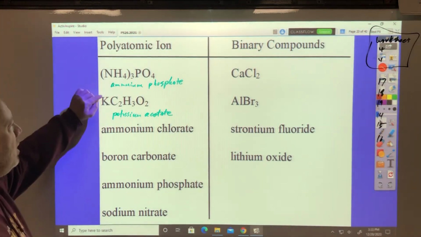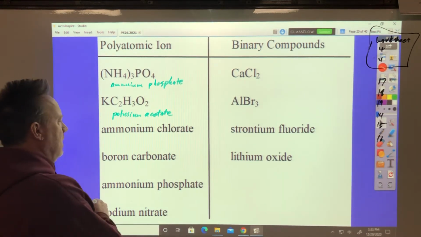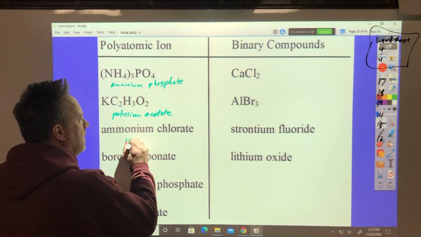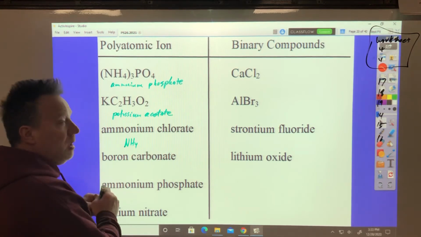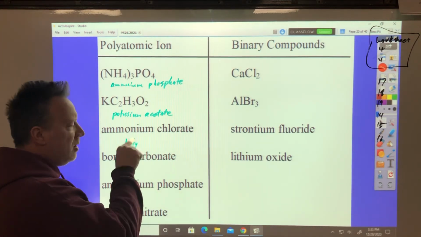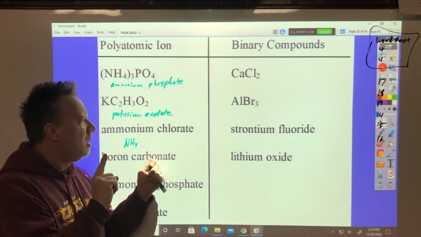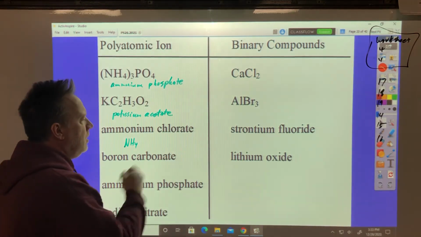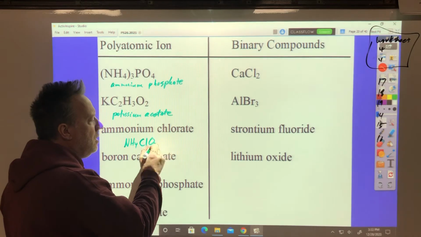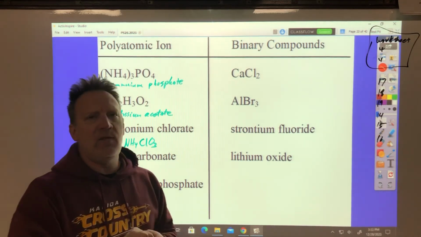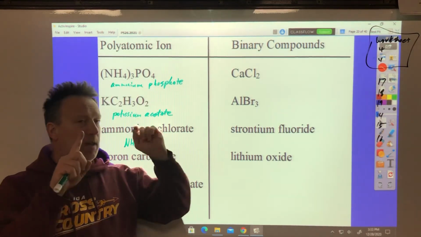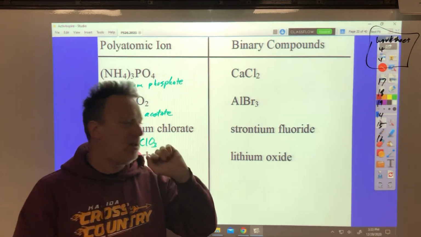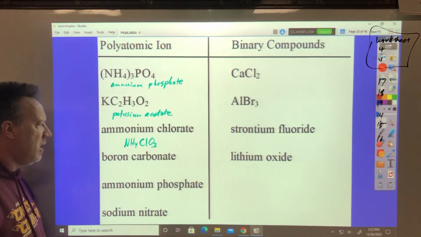Now we know ammonium is NH4 plus. Gives 1. I'm going to write that down because that doesn't end up in the formula. Chlorate is ClO3 minus. Since ammonium gives 1 valence electron away and chlorate takes 1 valence electron, that's a match, so it's just NH4ClO3.